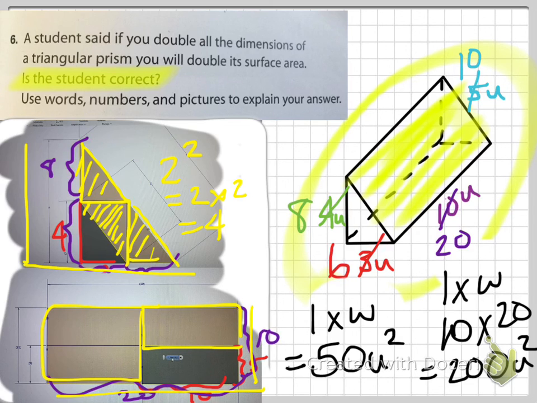So hopefully this at least gives you a visual of why it doesn't work. I would not expect you guys to go this deep into it. We used a software called AutoCAD to do that. But even if you just went through the math over here and went, okay, well, if I double it, it doesn't end up working, that right there would be enough to justify to me that you understand that that student is incorrect.